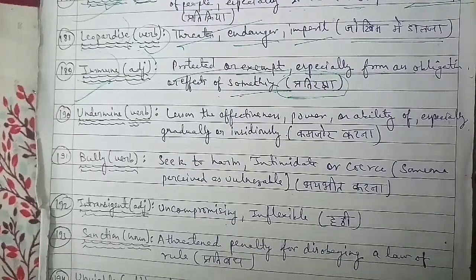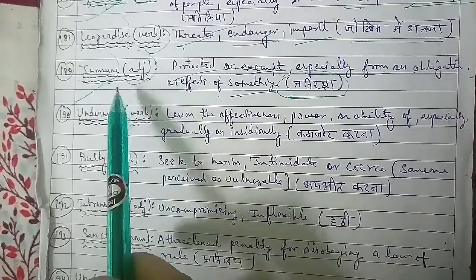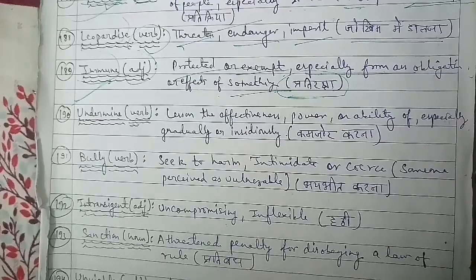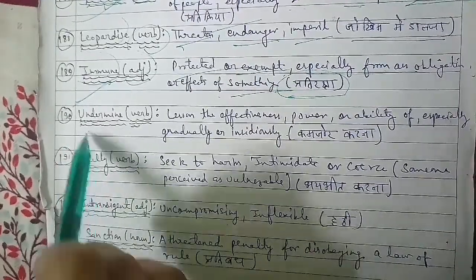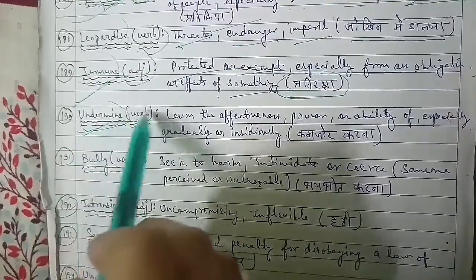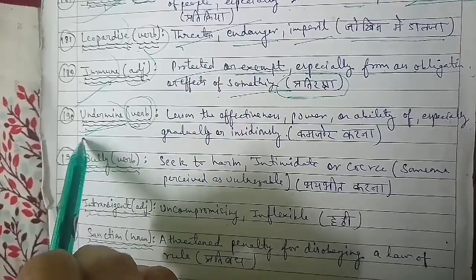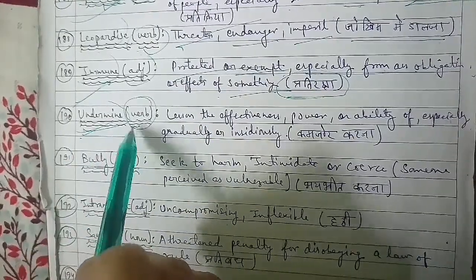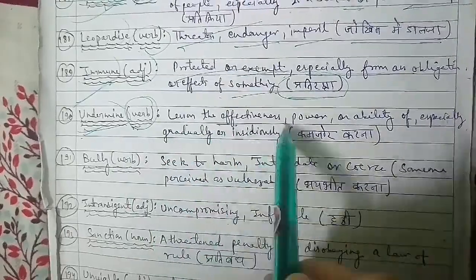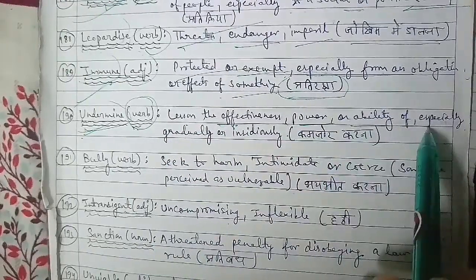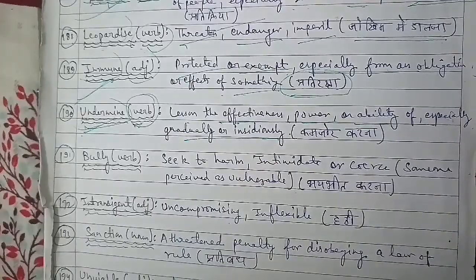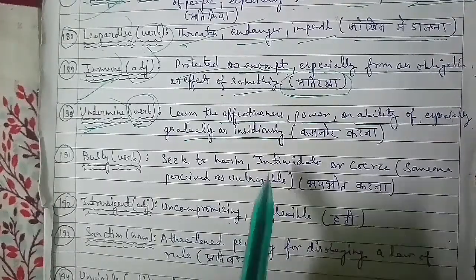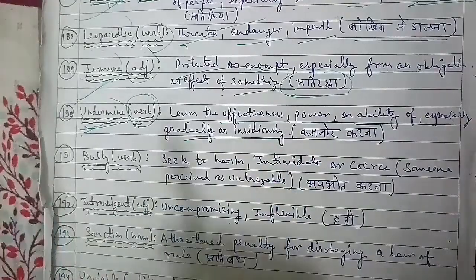Now moving on, the next word is the 190th word, undermine, and it is used as a verb. The meaning of undermine is to lessen the effectiveness, power or ability of something, especially gradually or insidiously. Basically, to weaken or affect something. In Hindi you can say kamzor karna, and that way we are using the word undermine there.